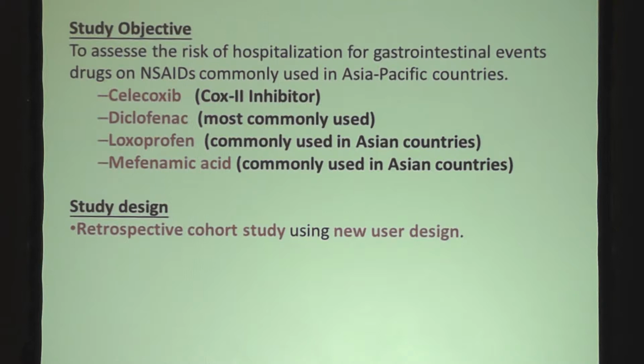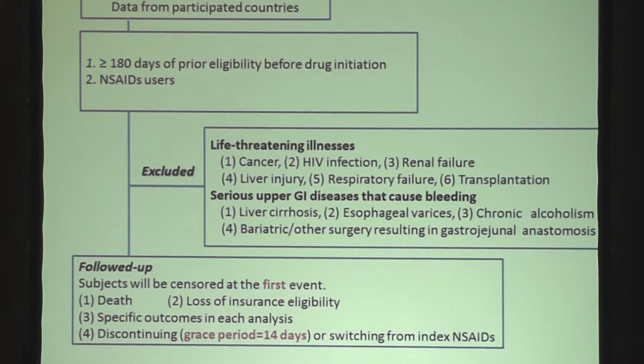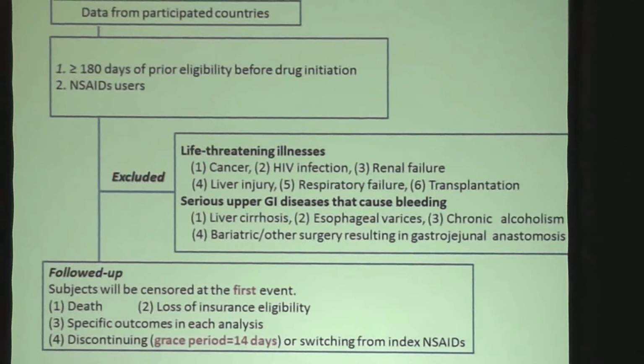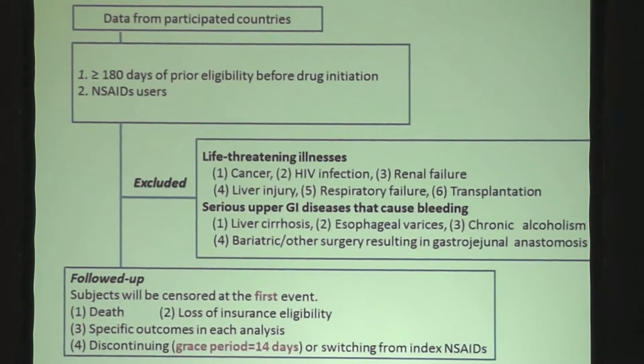And we chose diclofenac as the reference, and celecoxib as the reference for the COX-2 inhibitor, which is a bit different in terms of mechanism. We performed a retrospective cohort study using a new user design. I think the study design is not very special. We tried to use a standard pharmacoepidemiology approach. So we chose users of NSAIDs and excluded those with life-threatening illness and those with serious upper GI disease that may cause GI bleeding. And we performed both as-treated and intent-to-treat analyses for this study.